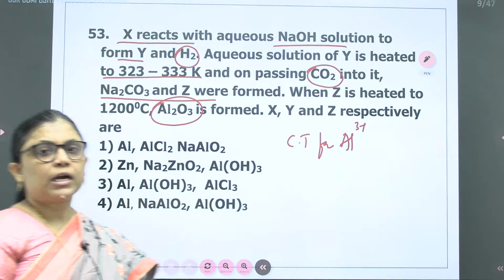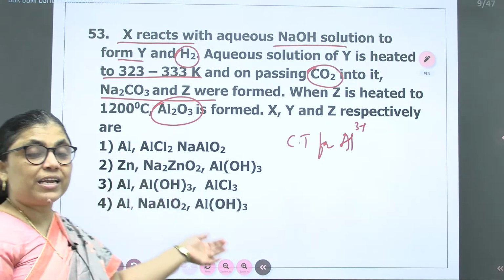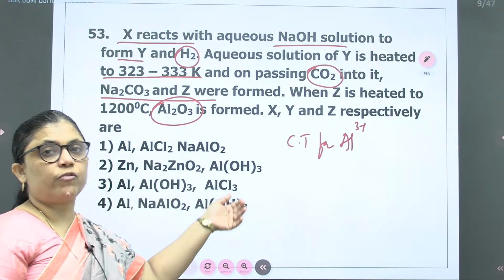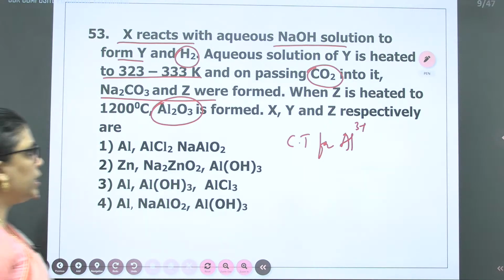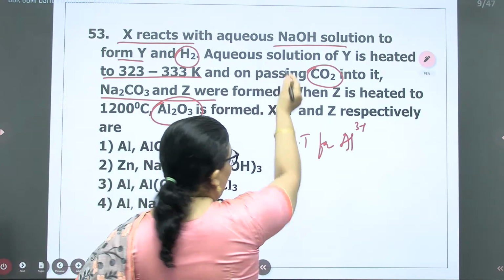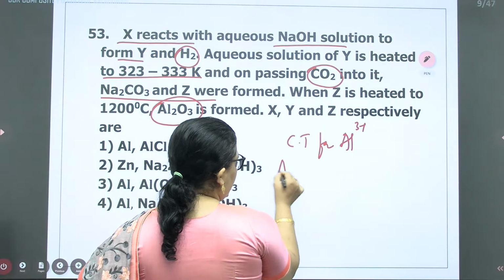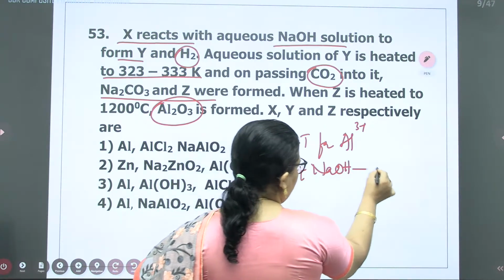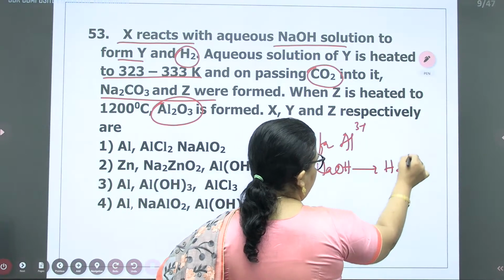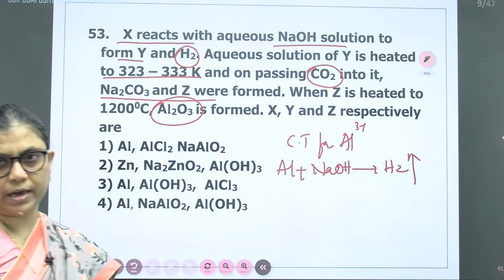We'll get what? A clear solution. What does it indicate? That is the confirmatory test for aluminium. That's why whenever we treat aluminium metal with sodium hydroxide, it will liberate hydrogen gas.